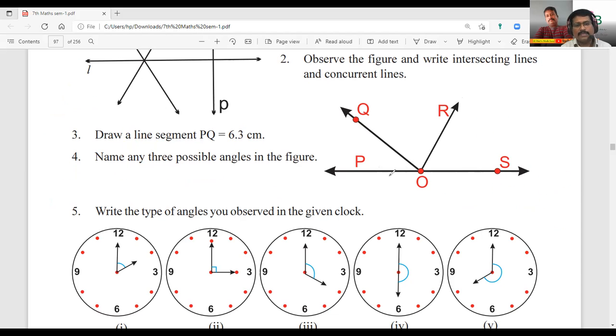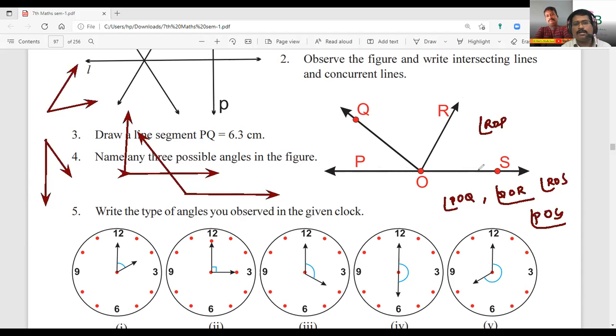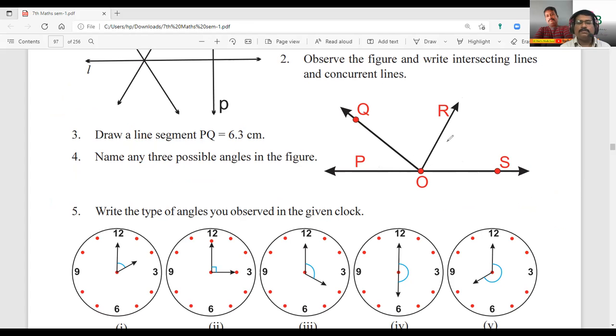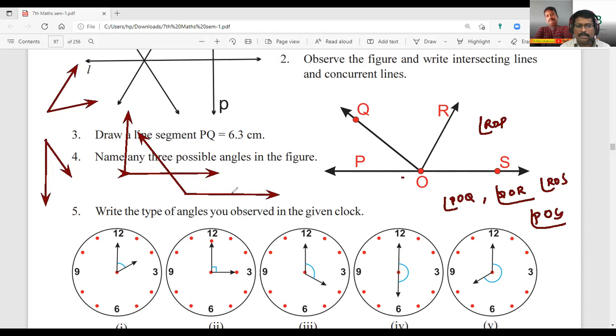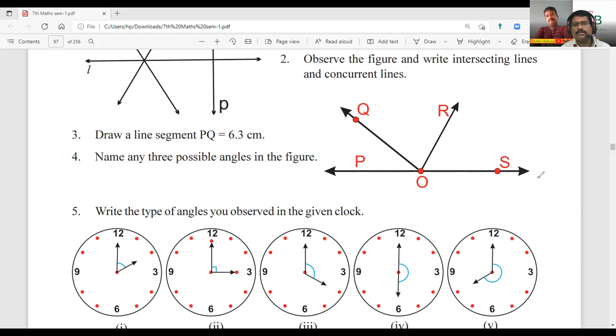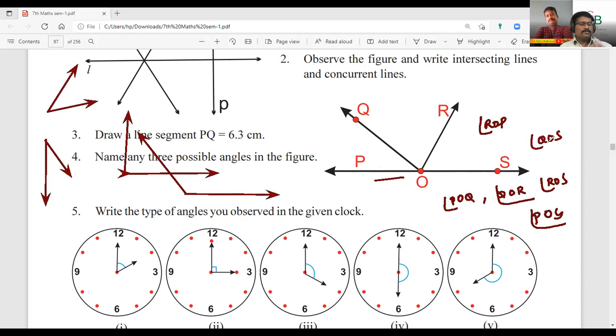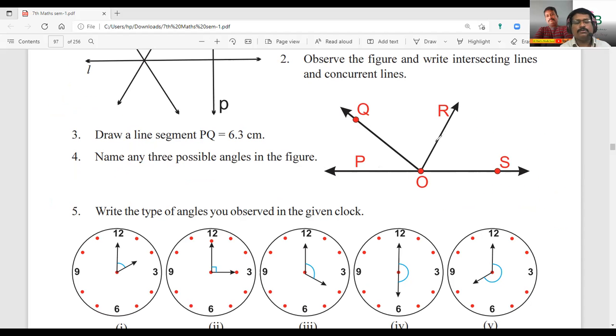One, again two, again QOR is also there. One, two, three, four, five, and QOS also there. Angle QOS also there. So these are the angles. Okay, Nana. So now I'm going to rub it. Right.